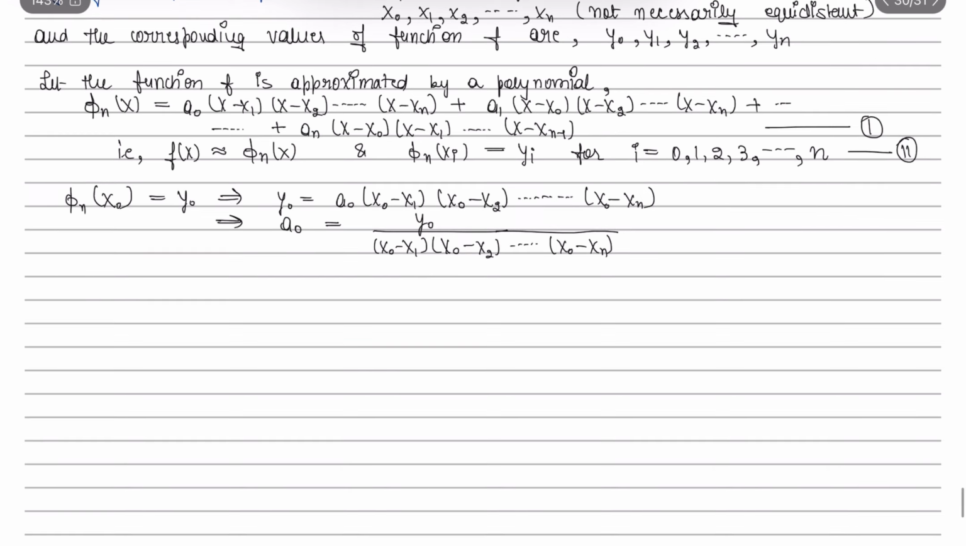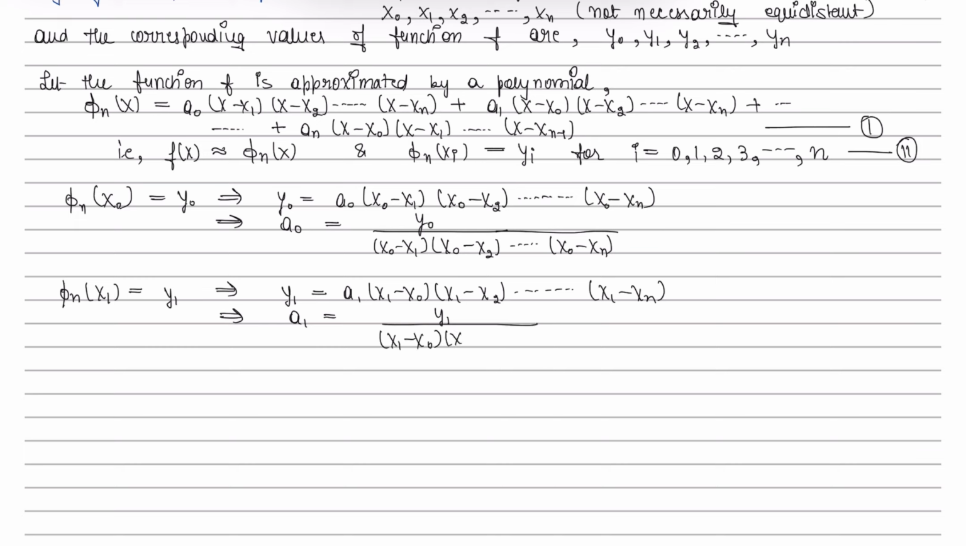In the same way, when we will use the value of i as 1, then the value of y1 will be a1 into x1 minus x0, x1 minus x2, into so on x1 minus xn. From here we can find the value of a1 as y1 divided by x1 minus x0, x1 minus x2, so on to x1 minus xn.